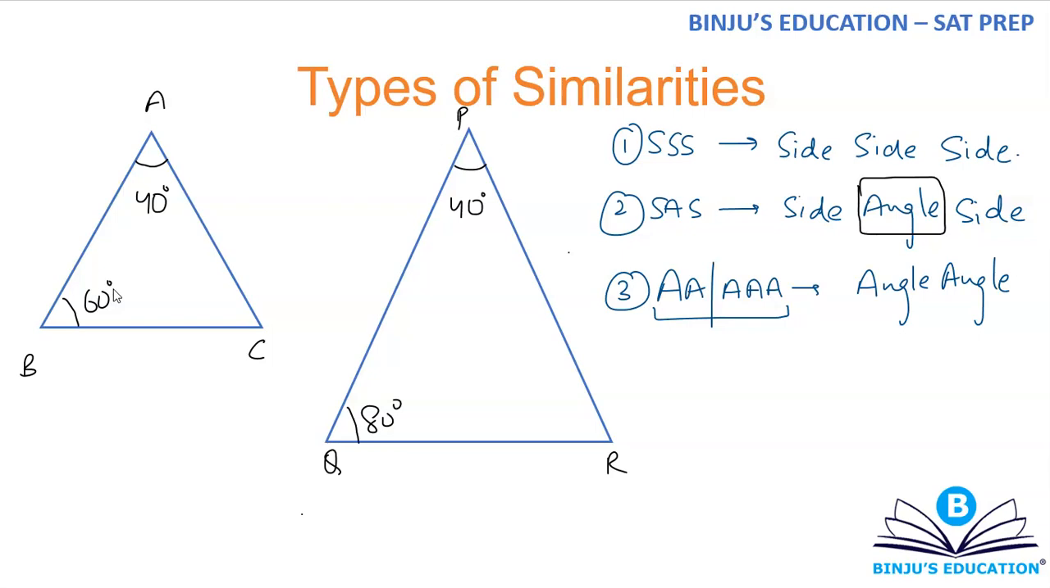Now when I say which two triangles, I'm looking for the proper naming, like whether you'll say ABC similar to PQR or ACB similar to PQR, like that. Okay, so I'm looking for the proper naming. Pause the video, try it yourself first.